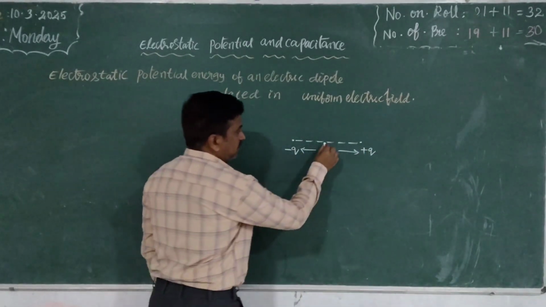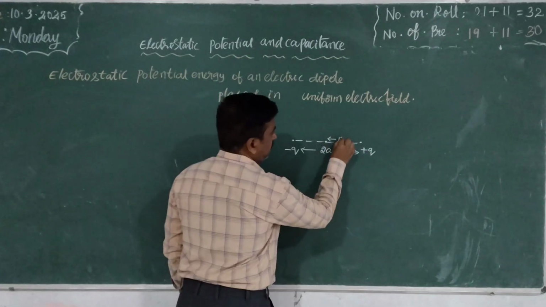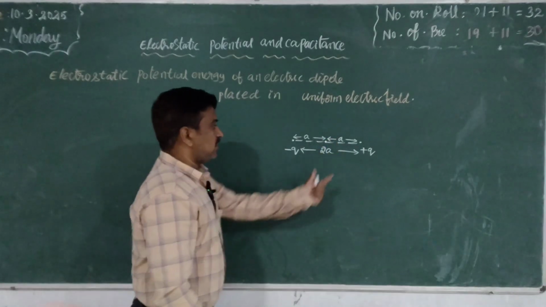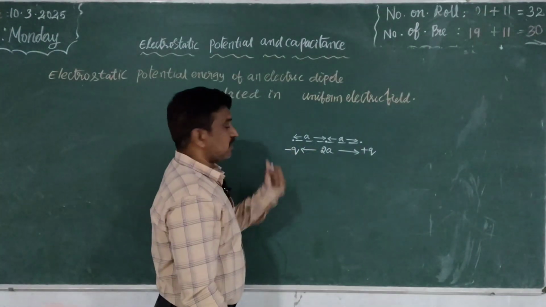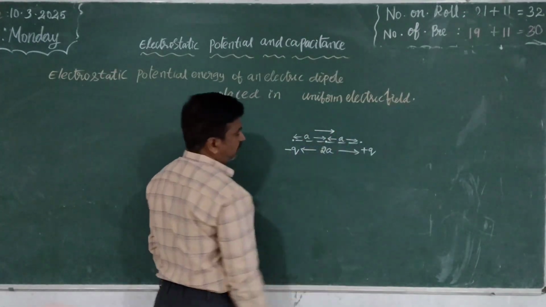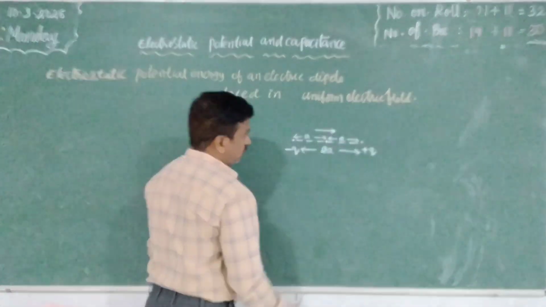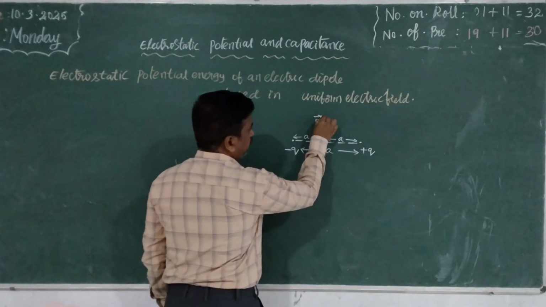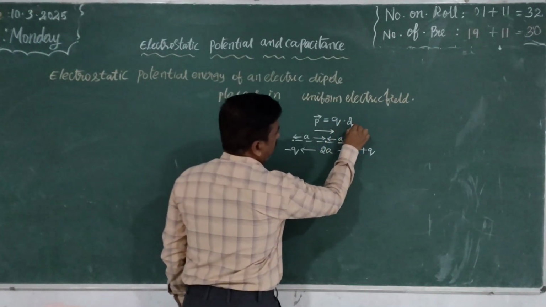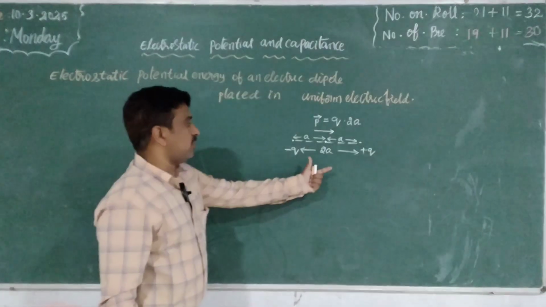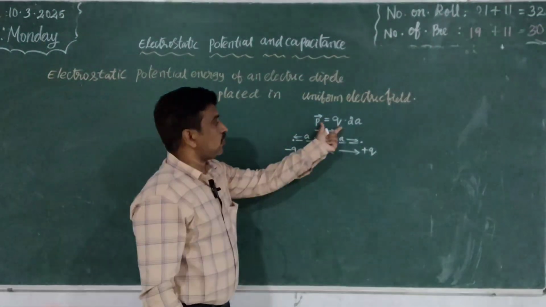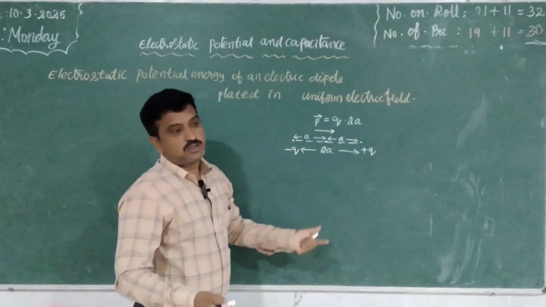See here, it is the center. From the center, plus q is at a distance a, and from the center, minus q is at a distance a. See here, its dipole moment is in the direction from minus q to plus q. We can represent this dipole moment as p with an arrow. It is the product of charge and the length between them. What is the length between them here? 2a, and charge is q. So what is the electric dipole moment? p equals q into 2a. It is the product of charge and the length between them.